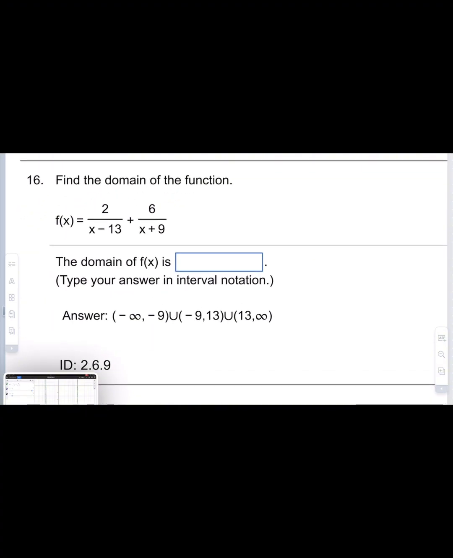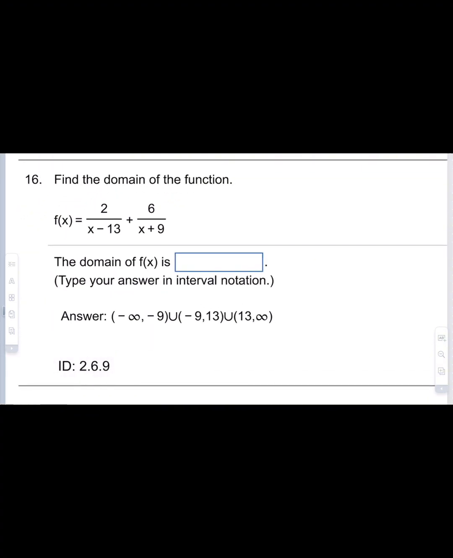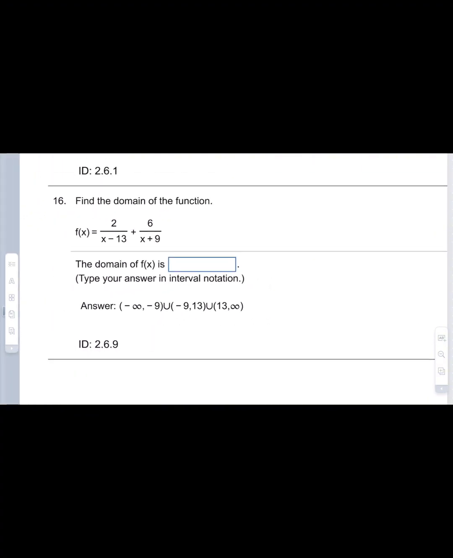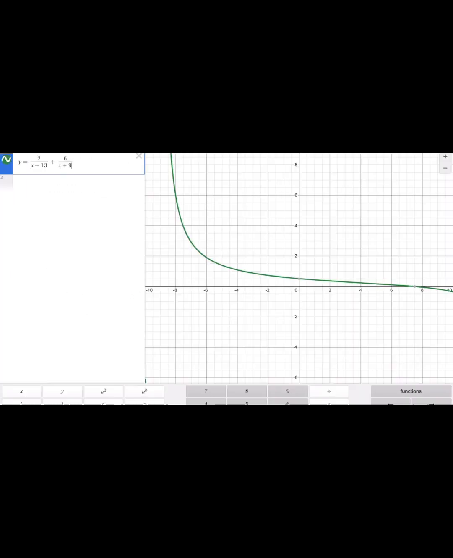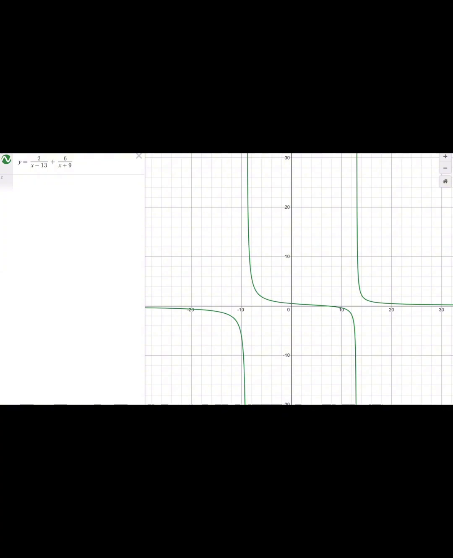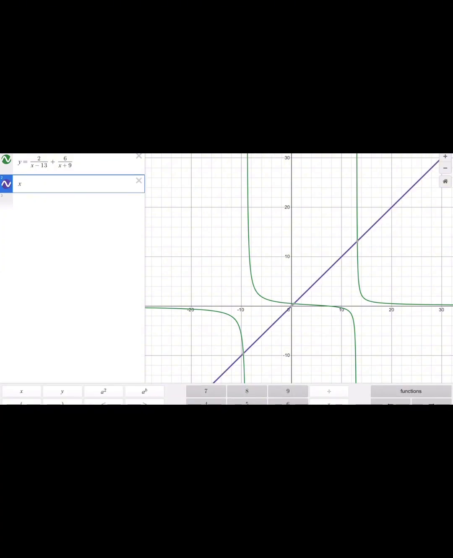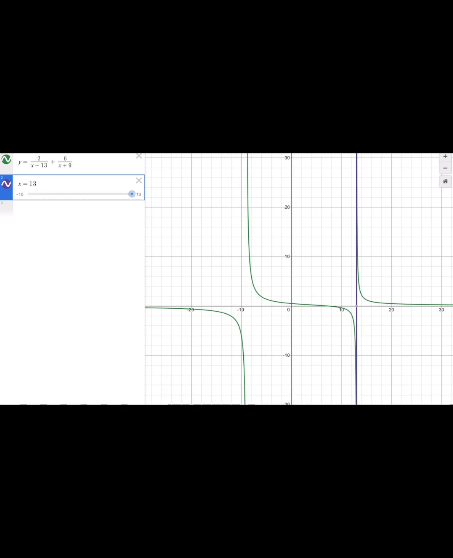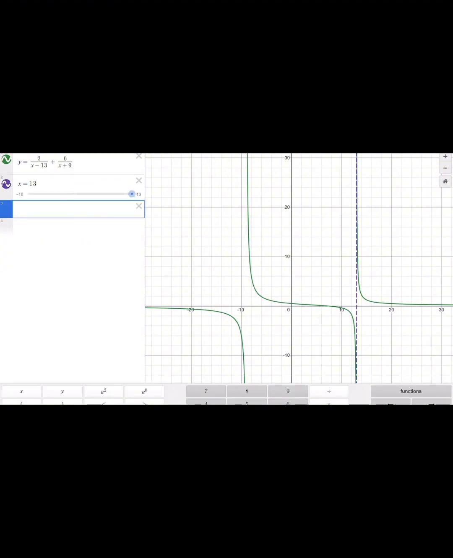So I believe we left off on question number 16. I'm going to show you a depiction in Desmos of how you work this problem. If you graph this problem in Desmos, y equals 2 over x minus 13 plus 6 over x plus 9, and you plot x equals 13, you're going to get an asymptote. I changed it into a dotted line so you can see that the graph does not cross there. I do believe we talked about that in class.